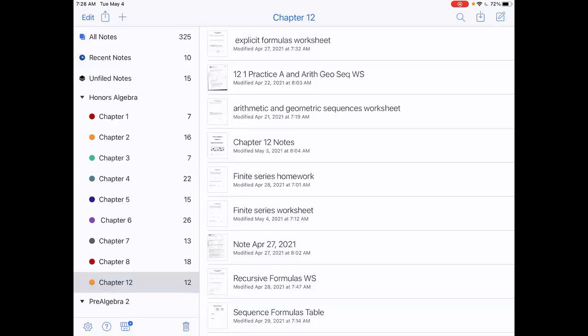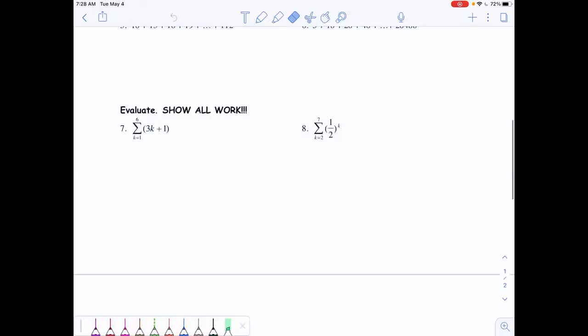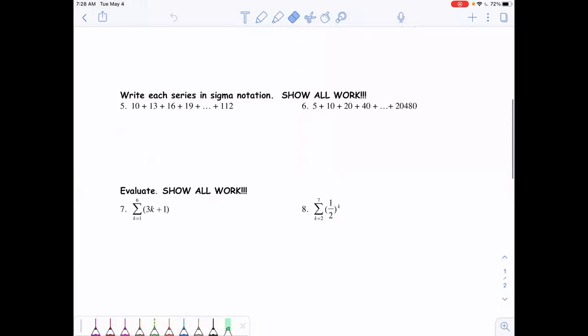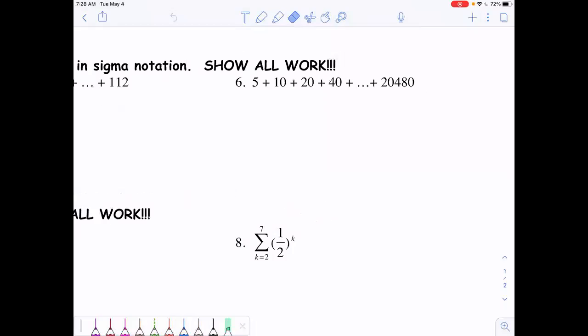All right, so we'll start with number 6 since we should go in numerical order here. The directions want you to write these series in sigma notation, which is that short way with the sigma, the Greek letter. It kind of looks like an E. In number 6, we have 5, 10, 20, 40, 20,480.